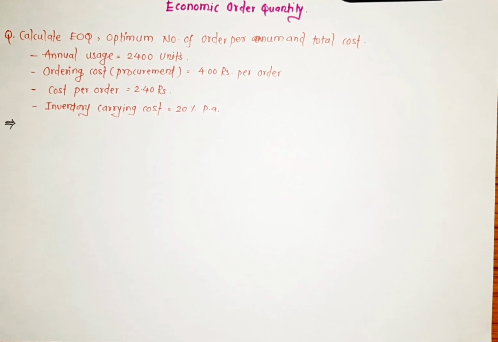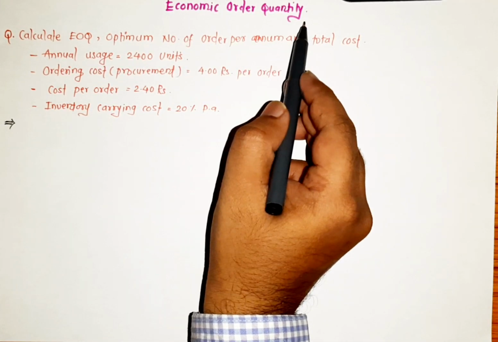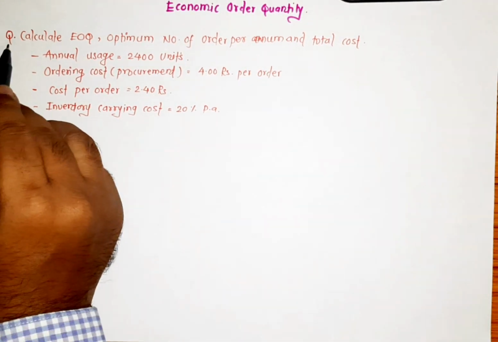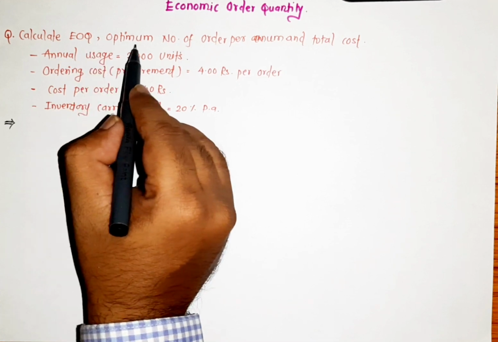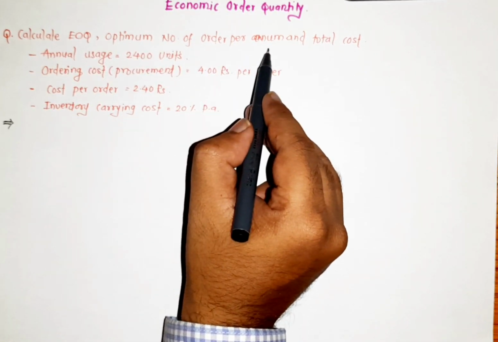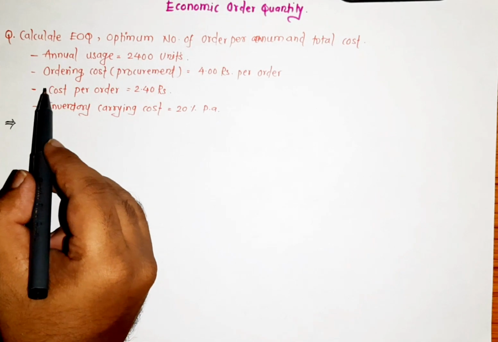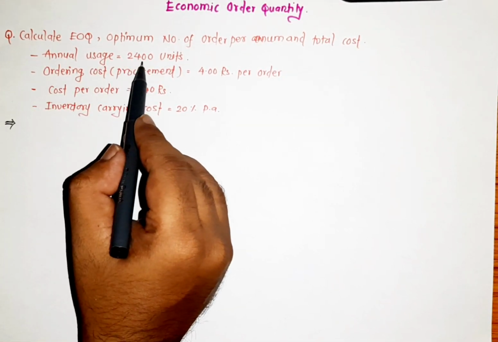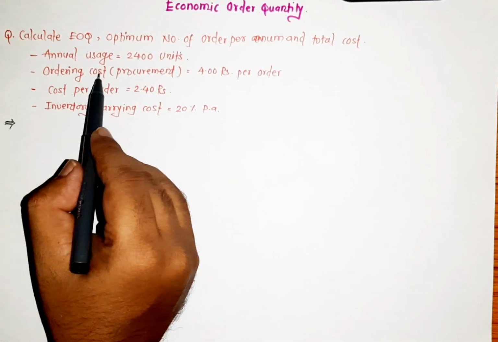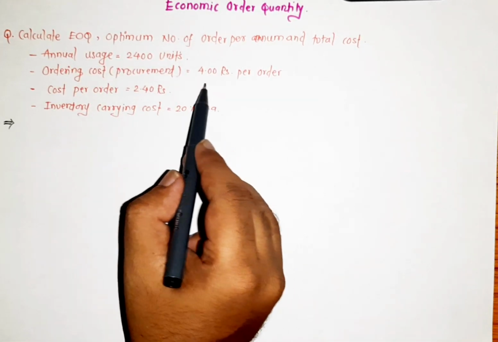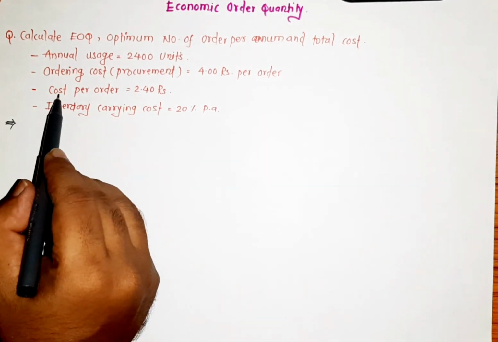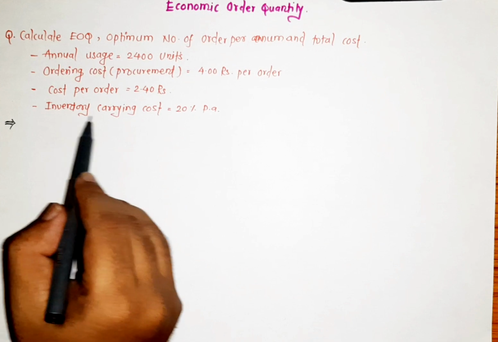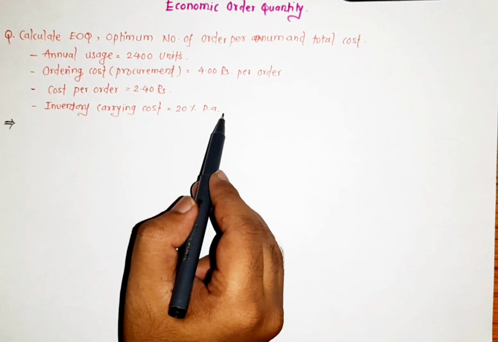In this video, we'll discuss economic order quantity, which is known as EOQ. We'll solve a problem. The question is: calculate the EOQ, optimum number of orders per annum, and the total cost for the given data, which is annual usage of 2400 units. Ordering cost, that is the procurement cost, is 4 rupees per order. Cost per order is 2.40 rupees, and inventory carrying cost is 20% per annum.